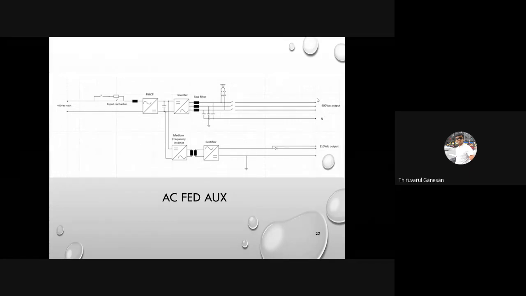Here, this is a circuit used to charge your battery. Here the DC is fed from the DC link, and this is a medium frequency inverter, an isolation transformer, and a rectifier portion which will charge your battery system. This is a simple AC fed auxiliary converter.